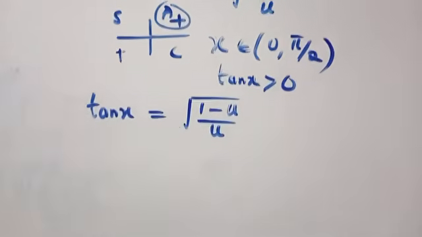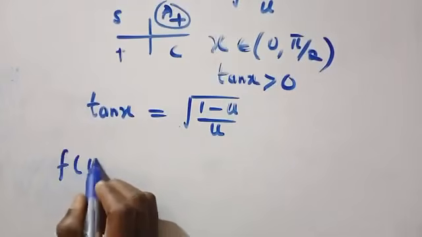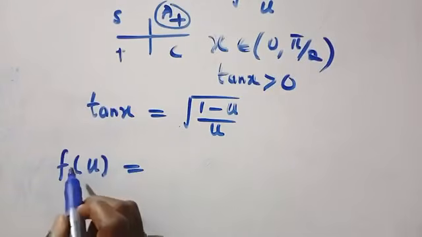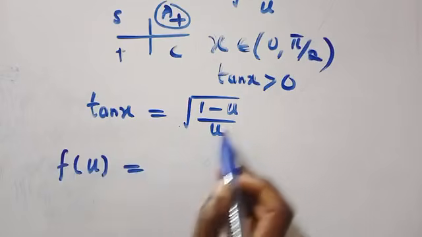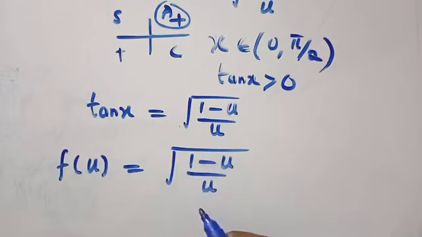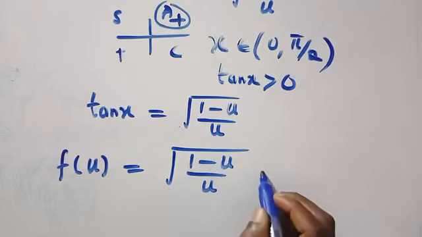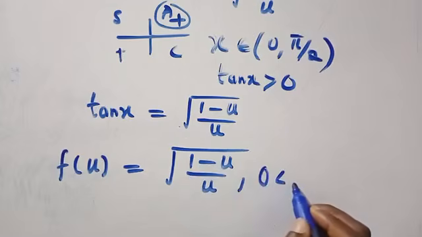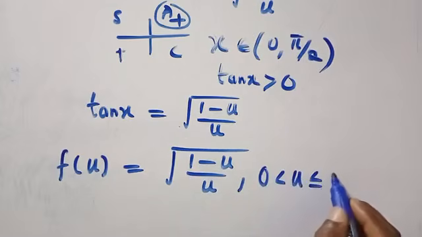And again, initially we have f of u equals tan x. Now tan x is given as the square root of 1 minus u divided by u. Let's try and understand the domain of this. f of u equals the square root of 1 minus u over u. There is u under here. In every domain we are going to choose, we must not get 0. So in this case, we are going to have 0 less than u and u less than or equal to 1.